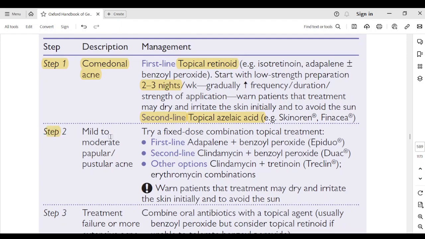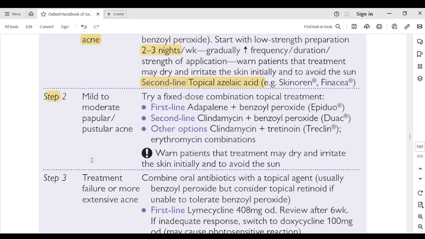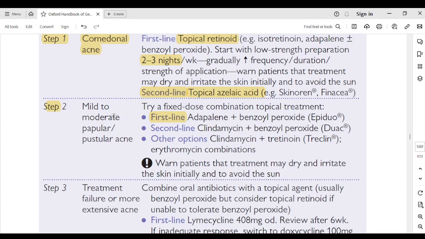Step 2. Mild to moderate papular or pustular acne. Try a fixed dose combination topical treatment. First line. So the first one was only comedonal acne. Second one is mild to moderate papular or pustular acne. Try a fixed dose combination of topical treatment like adapalene plus benzoyl peroxide, Epiduo.